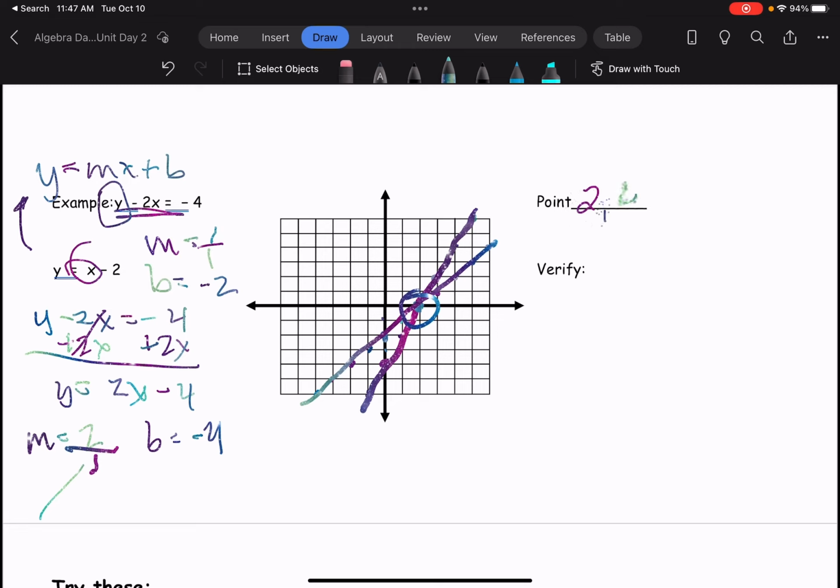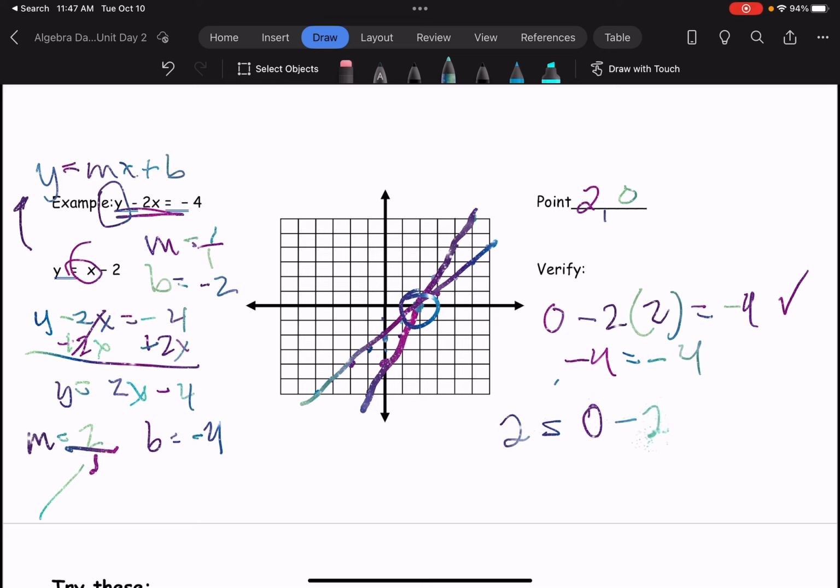That is 2 comma 0. Again, I'm going to verify. 0 minus 2 times 2 equals negative 4. I see that's negative 4 equals negative 4. That's true. And then the bottom one, 2 equals 0 minus... Did I do that right? Oh, nope, I did it wrong.